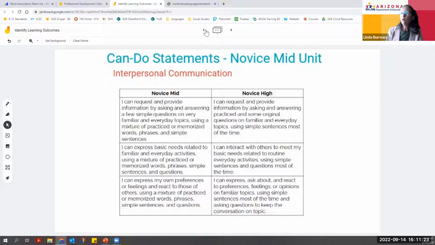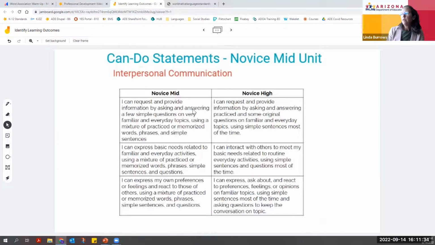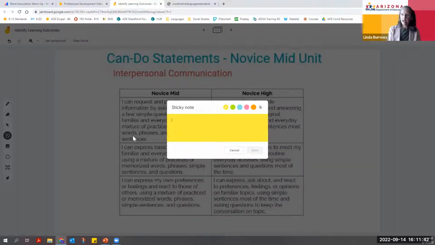So if we take one of our units, let's say we're talking about family relationships, right? If we take this as our unit, and we'll just stick with family relationships, what could be an I can statement for a novice mid person? So in this case, we could say, I can describe my family in the target language.